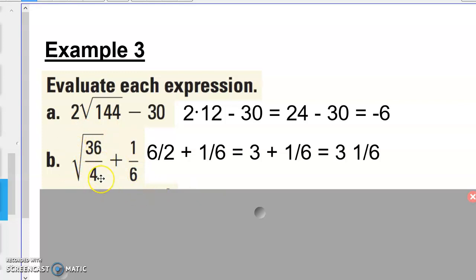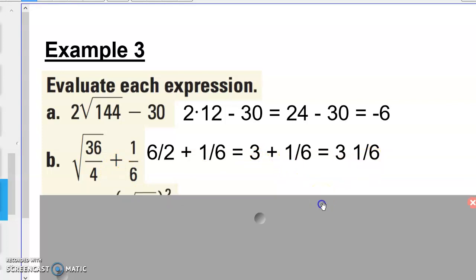Okay, second example, it says the square root of 36/4 plus 1/6. Well, 36 and 4 are both perfect squares. So I do the square root of 36, which is 6, and I do the square root of 4, which is 2. Now 6 divided by 2 would just simplify to be 3. So then I'm left with 3 plus 1/6, which of course is just 3 and 1/6.